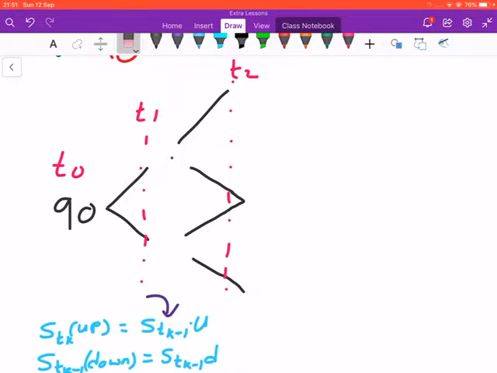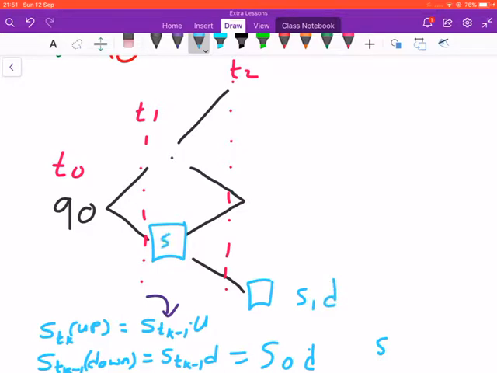To find the down state, let's say maybe you are looking for a value over here. To find that value, you say S0 times D, right? And then to find this value over here, you will say S1 times D.